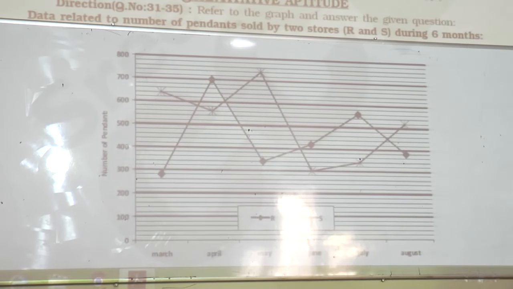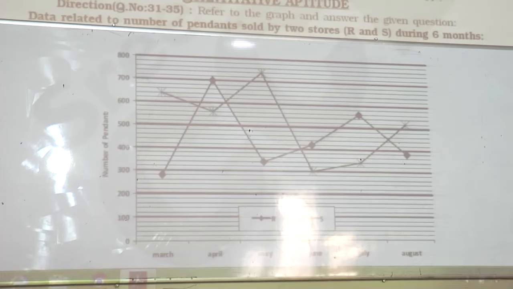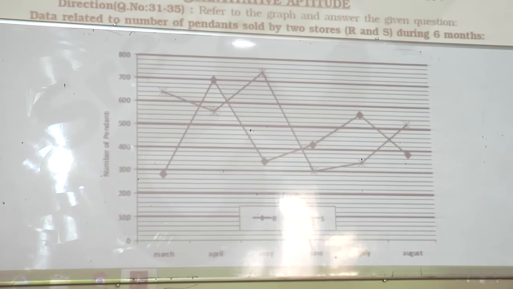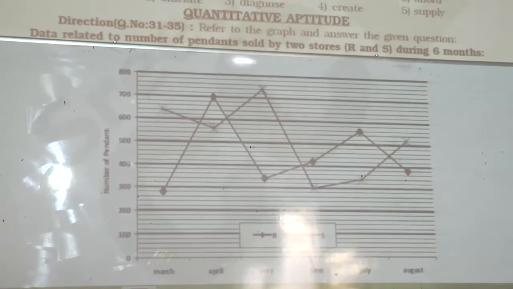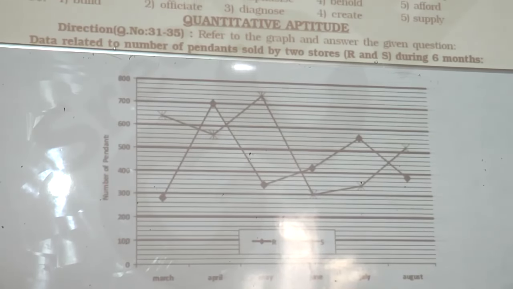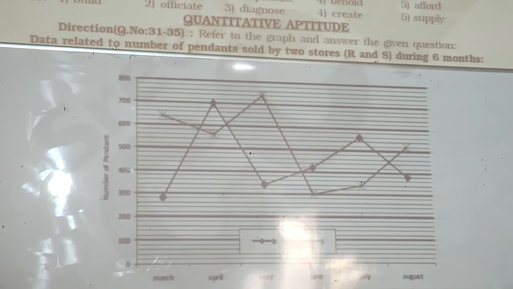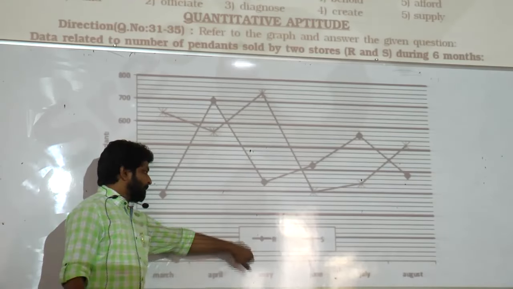Questions 31 to 35. What is the average number of pendants sold by store R? March, April, July and then August. First two and then last two. We are asked about the average pendants in store R.